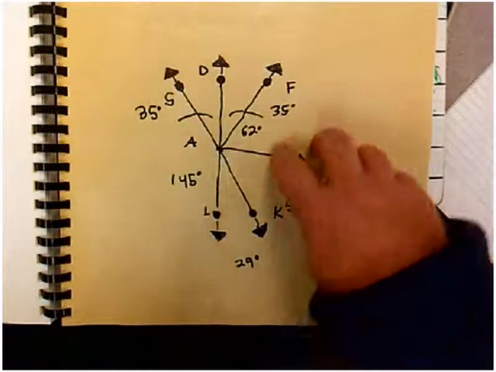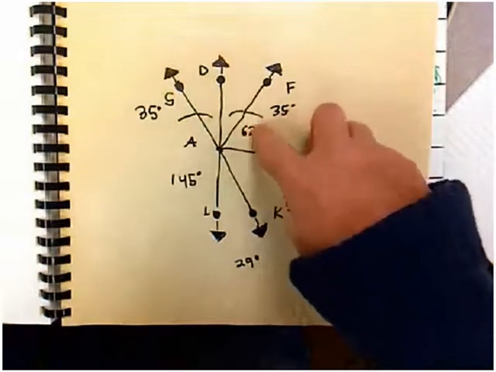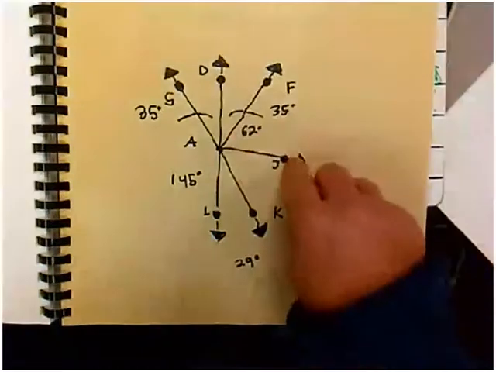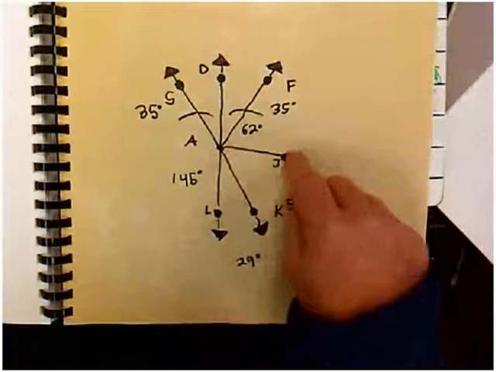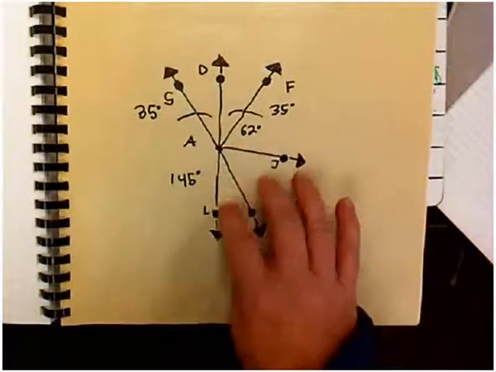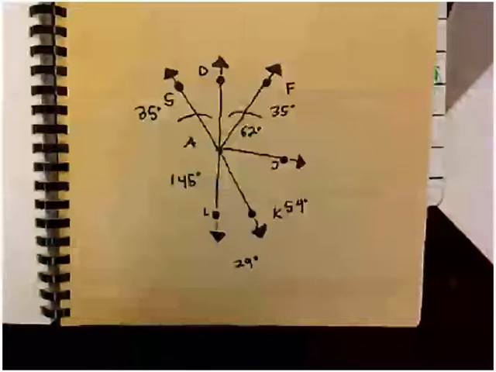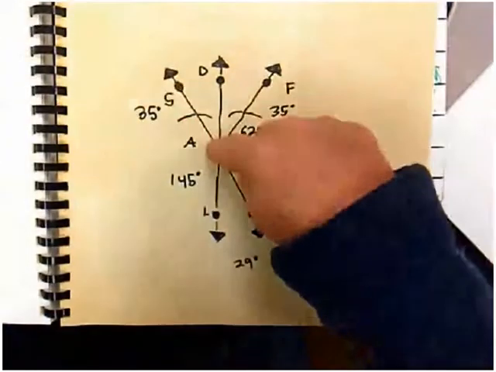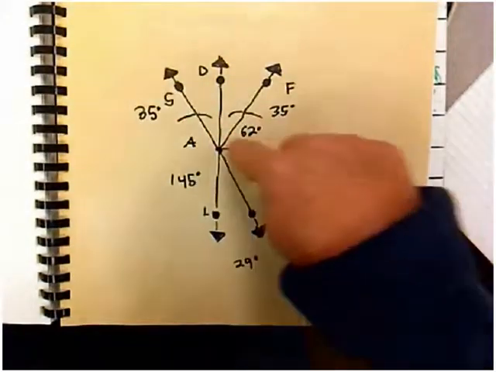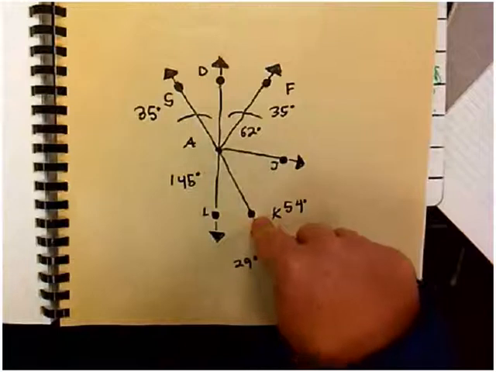DAJ. That's two angles together, isn't it? Too far away. DAJ. Oh, here it is. And then JAL. Those two angles together. Would we still get 180 if we added all those up? Yeah. So we could do SAJ and JAK. There's a bunch of choices on here.